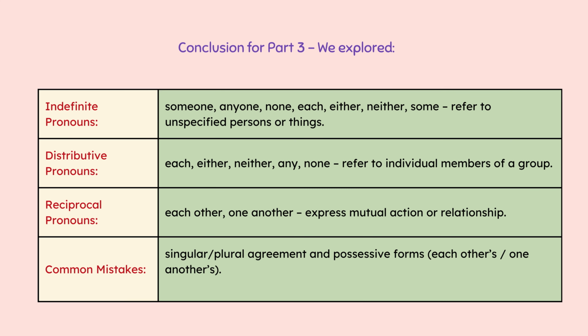In Part 3, we explored 3 important types of pronouns: indefinite pronouns, someone, anyone, none, each, either, neither, some, used to refer to unspecified persons or things. Distributive pronouns, each, either, neither, any, none, used to refer to individual members of a group. Reciprocal pronouns, each other, one another, used to express mutual action or relationship. We also learned about common mistakes such as singular plural agreement and possessive forms, each other's, one another's.